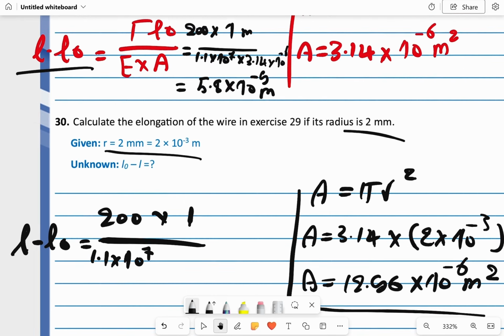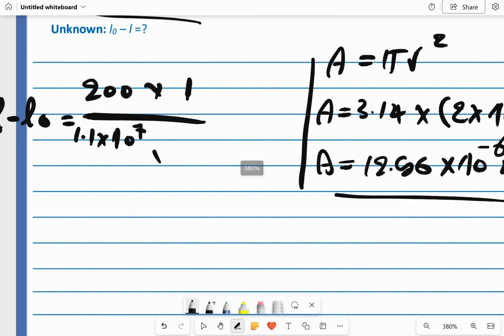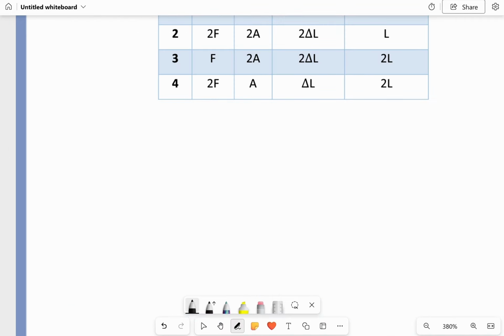Sorry, is it 7? Yeah, 7 times area is equal to what? 12.56 times 10 to the power of minus 6. Calculate this and you'll get the result in meters. This is 10, okay, this one, and try to do it and calculate the result.